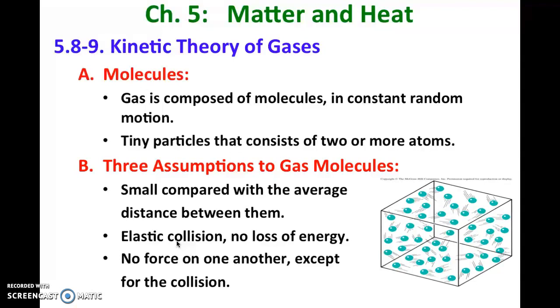Gas is composed of molecules, which are tiny particles that move randomly and constantly, usually consisting of two or more atoms. Molecules of ideal gas are small in comparison with the average distance among molecules. They elastically collide with one another without loss of energy and do not interact except for the collision.